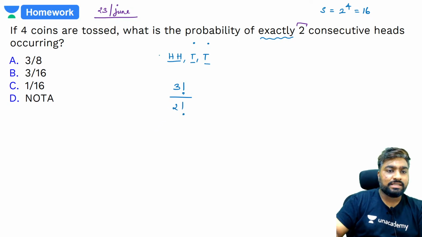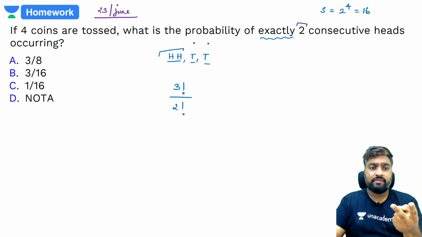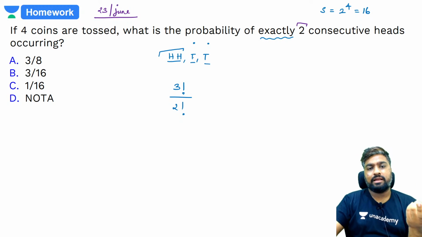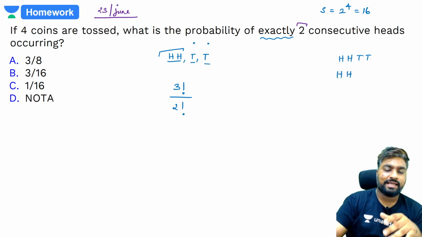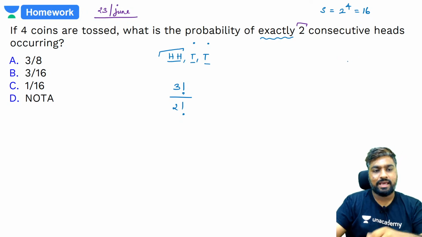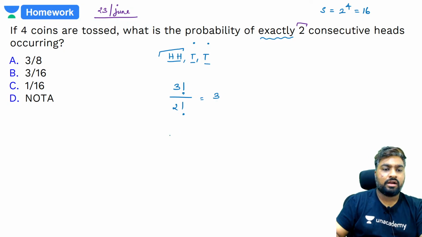Apart from that, what is up with H? H and H can arrange themselves in 2 factorial ways, but since H and H are equal, it doesn't matter whether it is H, H, T, T, or whether it is the second H first and the first H second. It doesn't matter because heads is heads. So what do you get here? 3 ways. So your favorable outcomes are 3, and the total number of outcomes is 16.